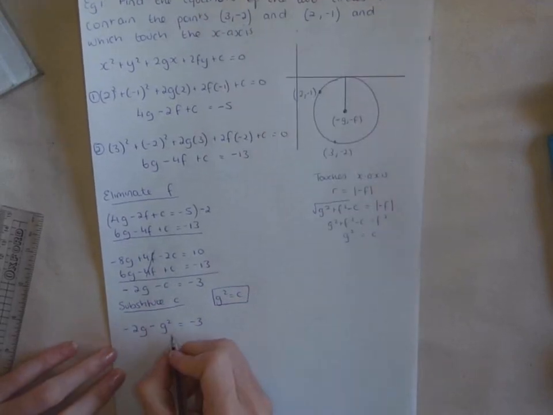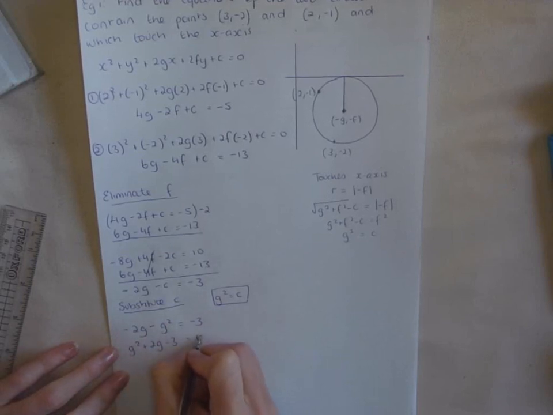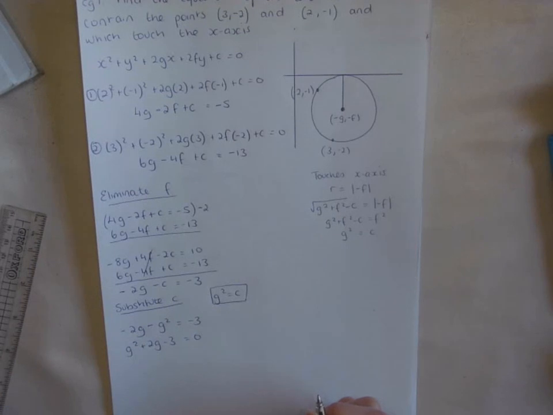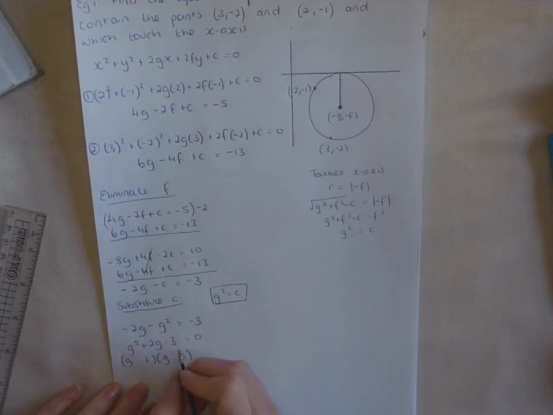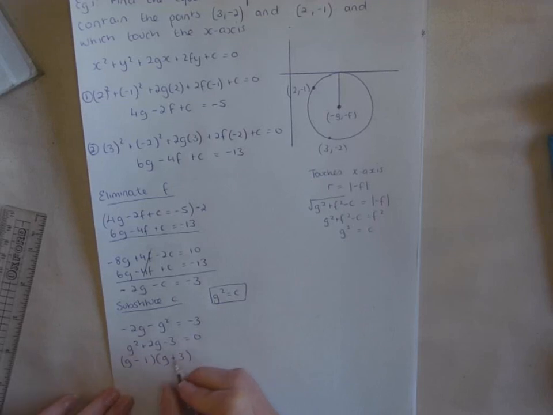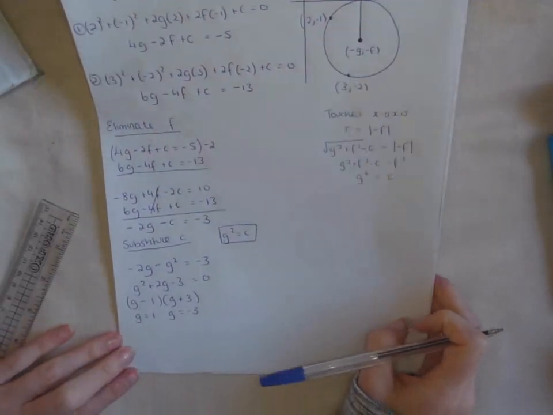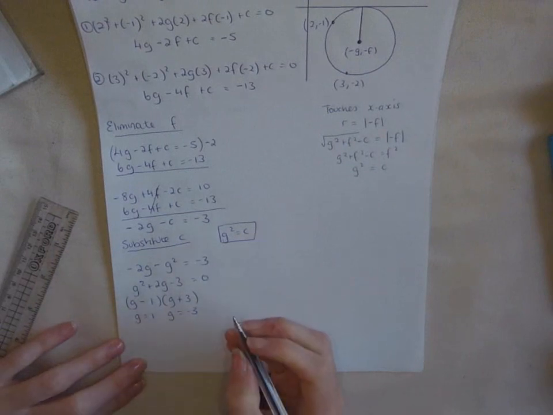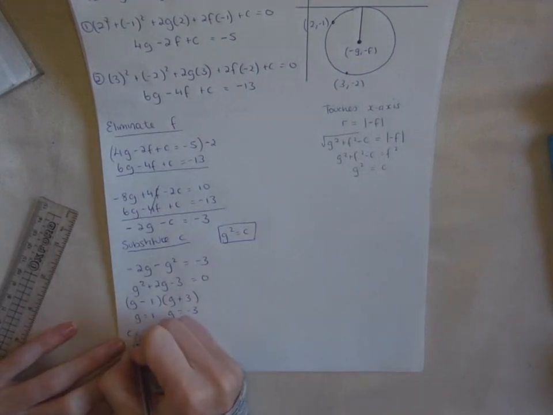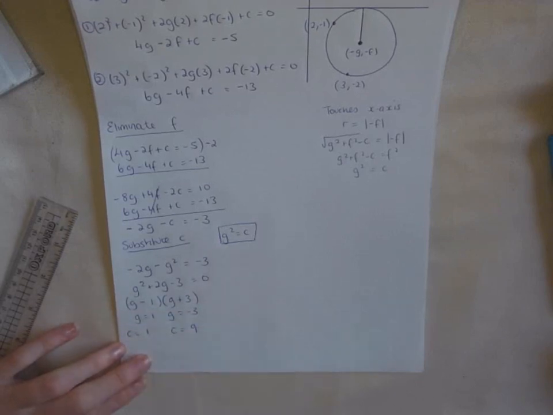Now I have a quadratic, so I'm just going to bring those over. g squared plus 2g minus 3 equals 0. Factors of minus 3 are going to be 1 and 3, and it's going to be minus 1 plus 3. So then g is 1 or g is minus 3. There's two answers for g. Now we can get two answers for c, because c is g squared. So c is 1 squared, which is 1, or c is minus 3 squared, which is 9.